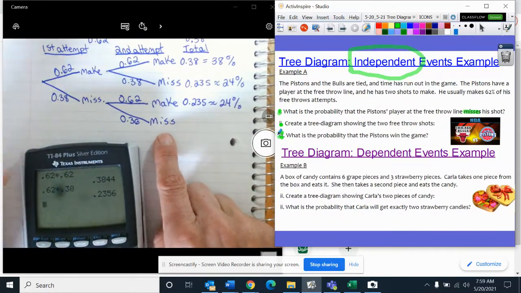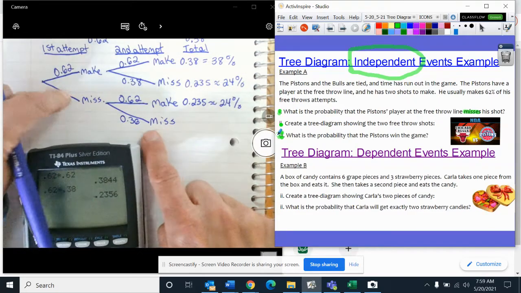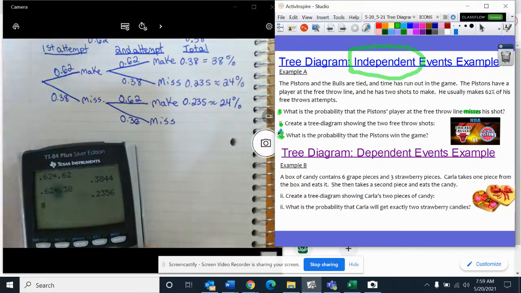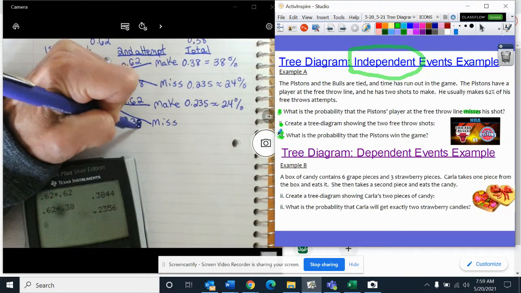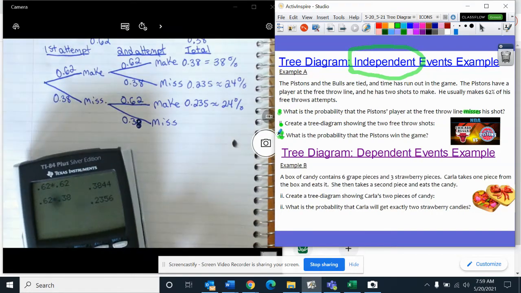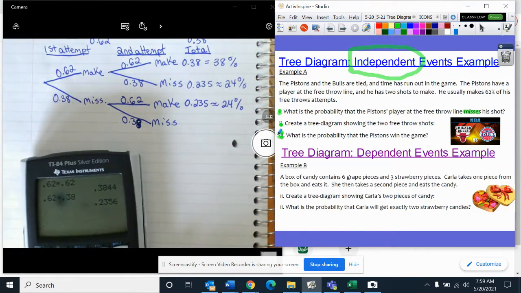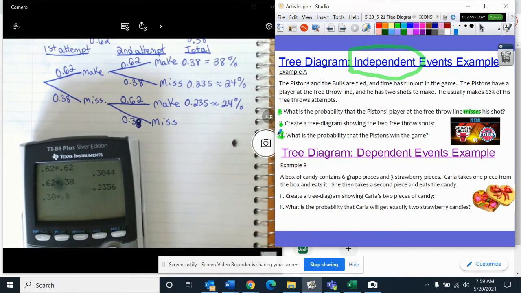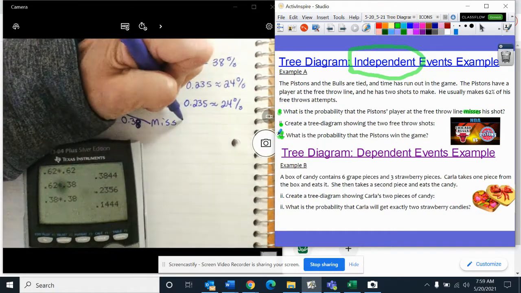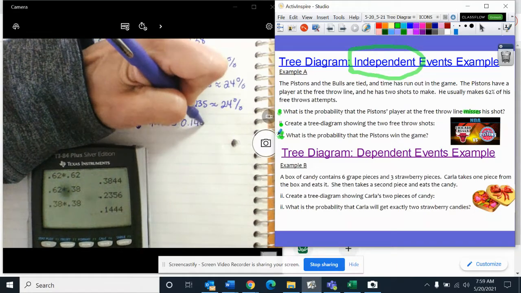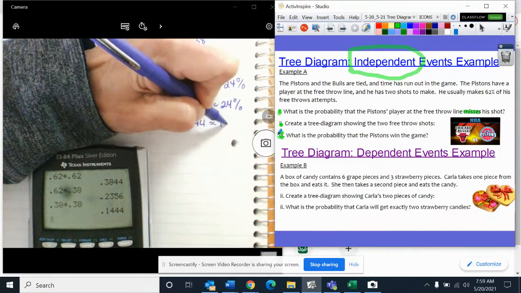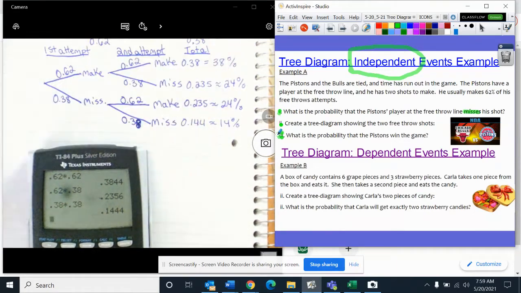Okay, now here's where they would lose. So 0.38, oh, and that should be an 8. Apologize for my typo. Correct that on your diagram. So 0.38 times 0.38, 0.144. So about a 14% chance of losing.